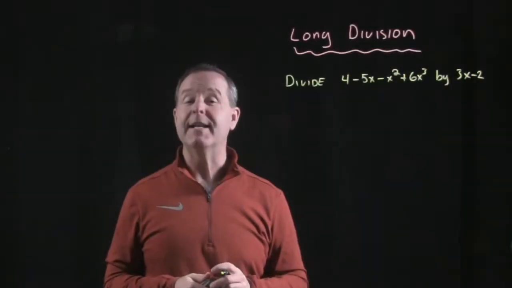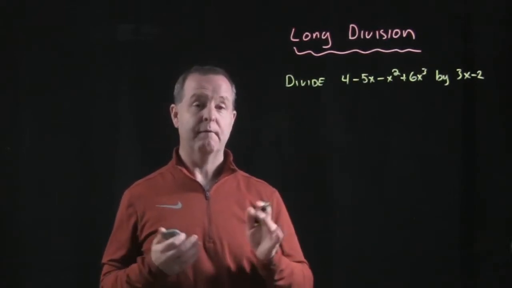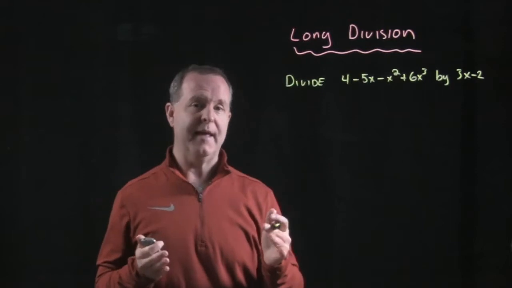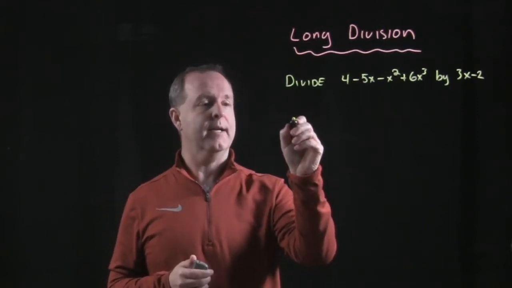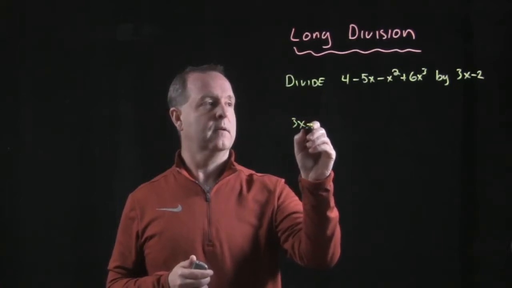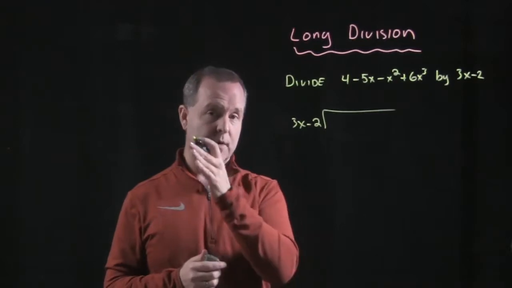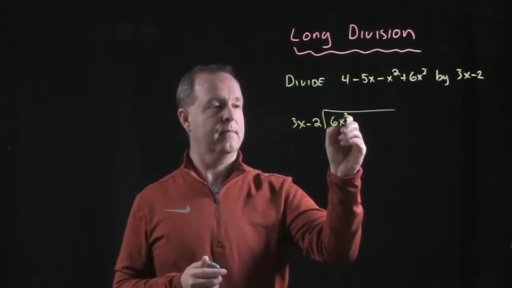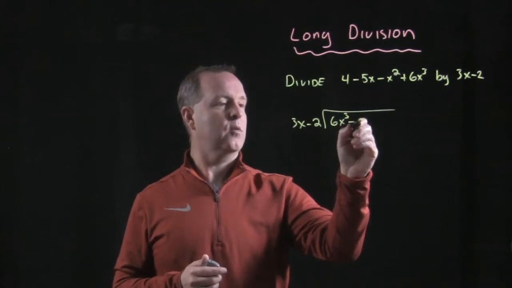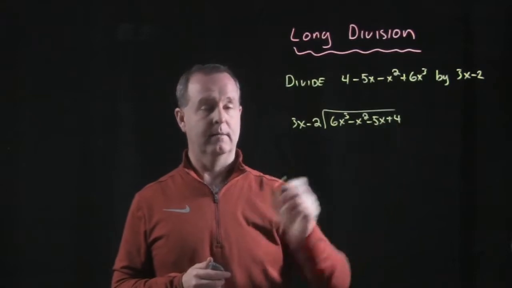All right, let's try another one here. You see what we have before us. First thing we want to do is put that in the long division algorithm form. So it's 3x minus 2 divided into, I need to rearrange those terms from highest to lowest, so x cubed is my highest term, minus x squared, minus 5x, plus a 4.